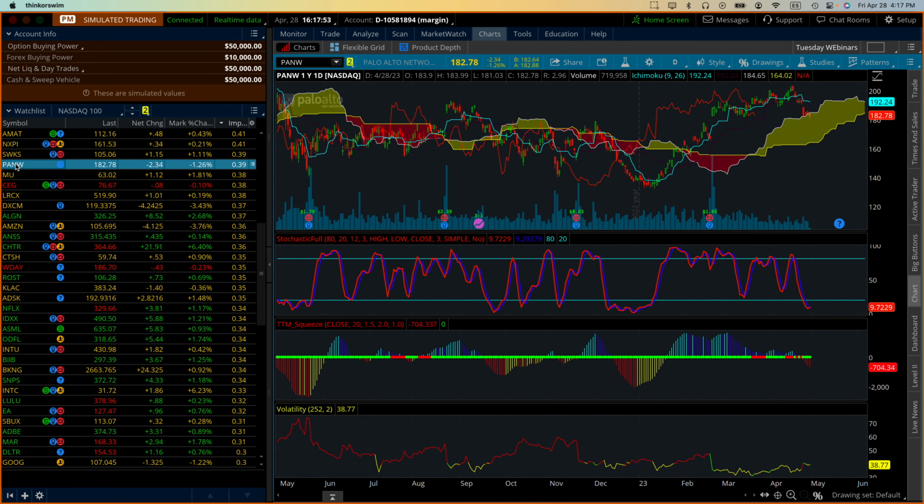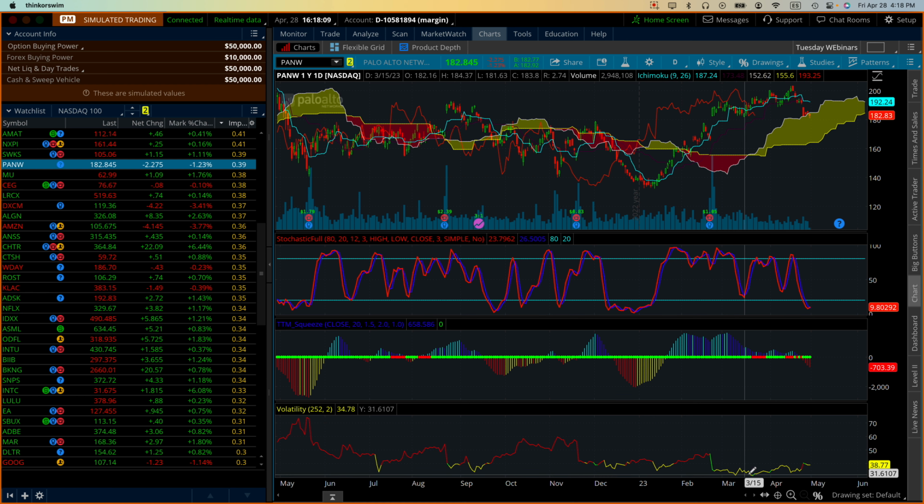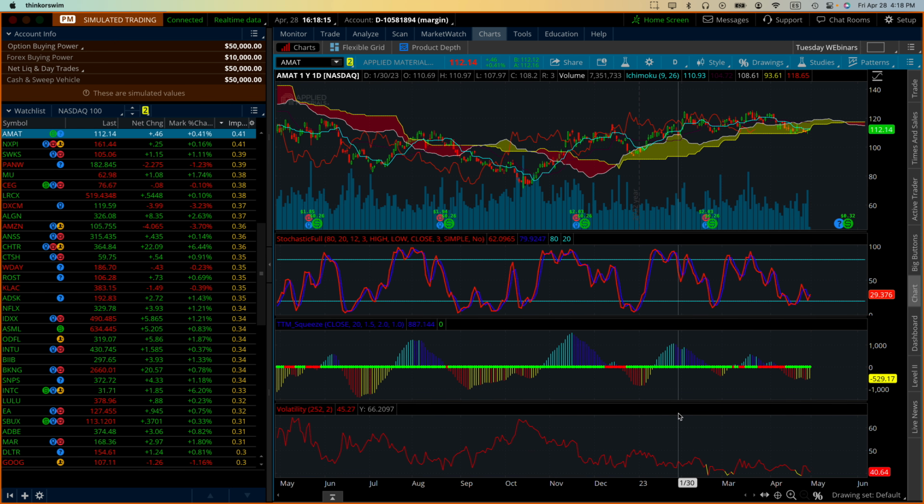Let's say PANW, that's Palo Alto Networks, and here in this case, although it's a fairly high volatility at 39%, I see that it's yellow here. The volatility is sort of at the bottom of the range, so no, I'm not going to trade that one. We need to go a little higher, make sure that the chart is in the red, and better here than down here. So when a stock is collapsing, that's a good time.